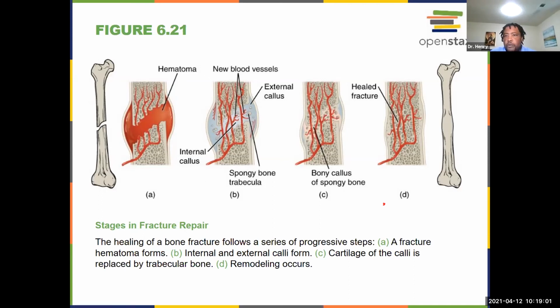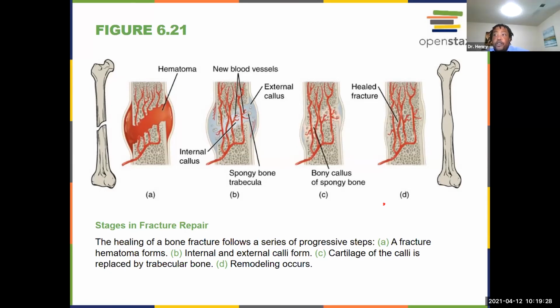And so that's the other reason why you're getting all of that blood rushing in there: it's going to start clotting immediately. Okay, so you're going to get the formation of your new blood vessels. You're going to get the formation of your calluses, right? And then you're also going to start making some of those spongy bone fragments that are going to go into that area to act as a matrix for repair.